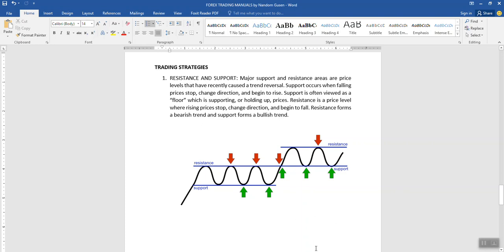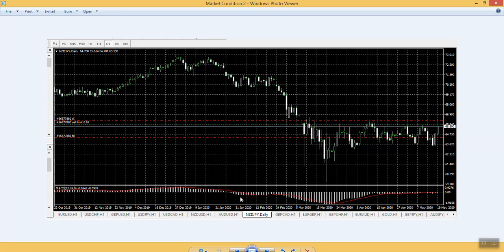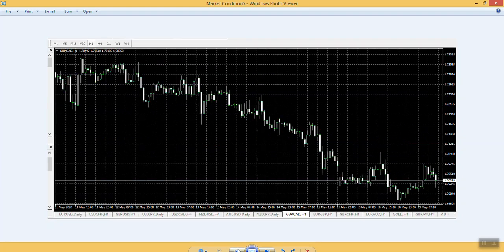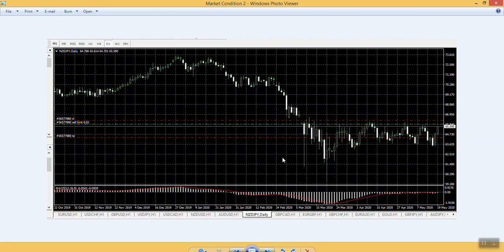Now I have some photos here that I would like to use to look at what we call resistance and support. Having looked at this picture, I decided here to show you about resistance and support. Now let's look at this. You can see I have two dotted red lines.